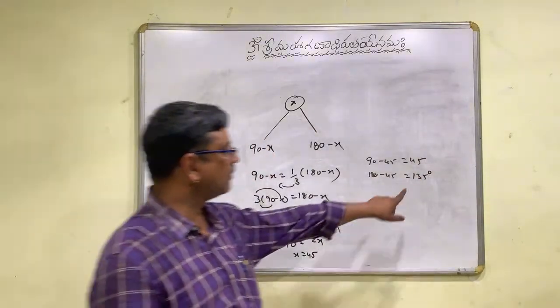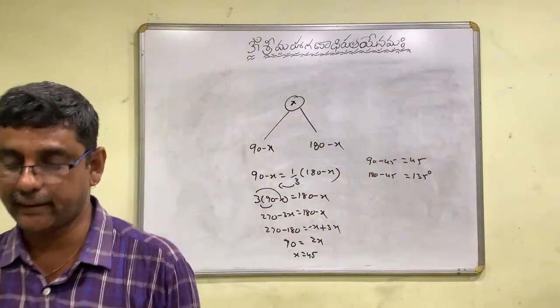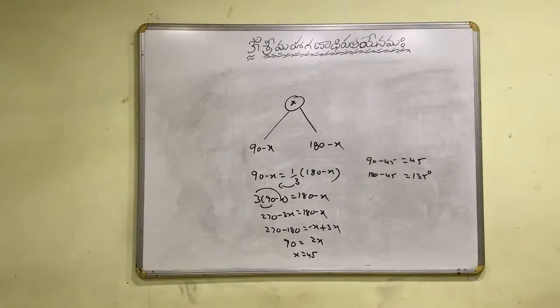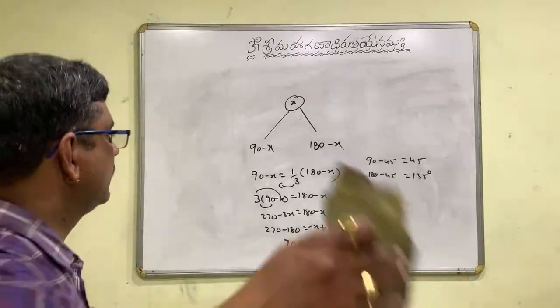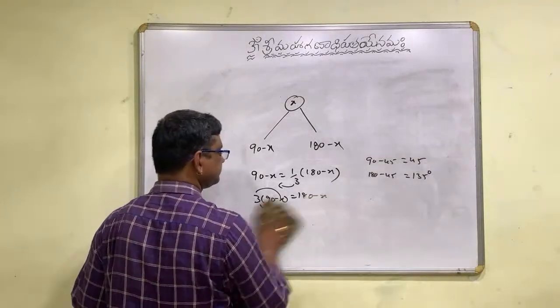See, 135 లో 1/3 45 కావాలంటే చెక్ చేసుకోండి మీరే. 1/3 of 135 is 45 degrees. Okay children, 1/3 of 135 is 45 degrees. Okay na? Now we will move on to the next models.